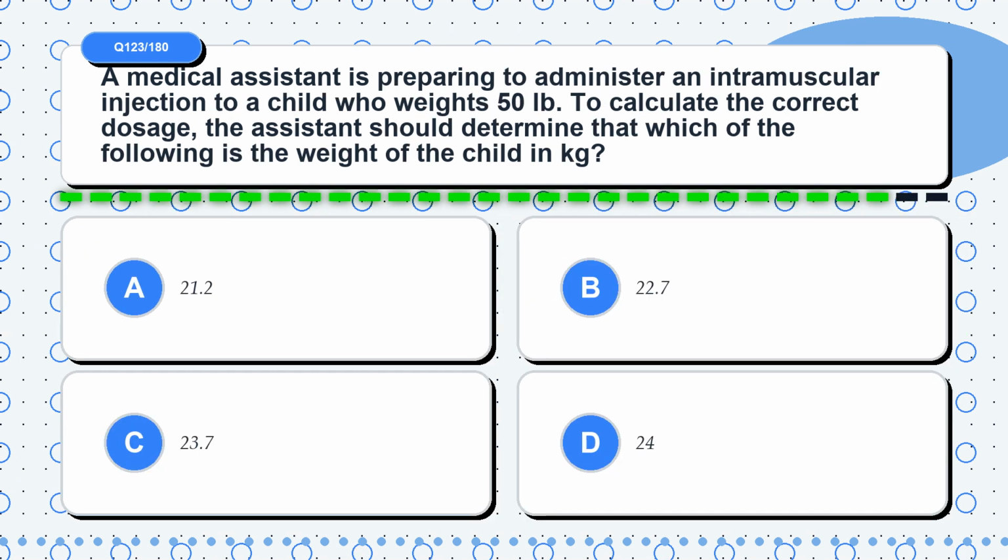Question 123. A medical assistant is preparing to administer an intramuscular injection to a child who weighs 50 lb. To calculate the correct dosage, the assistant should determine that which of the following is the weight of the child in kg. Here are the options. Option A, 21.2. Option B, 22.7. Option C, 23.7. Option D, 24.